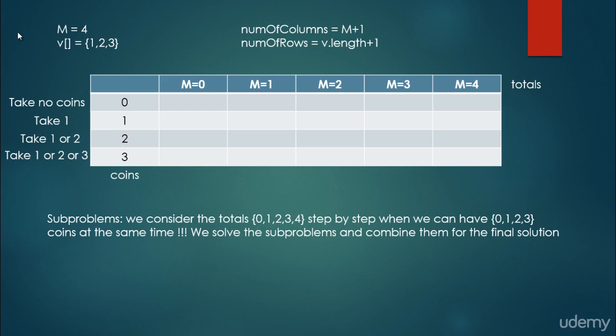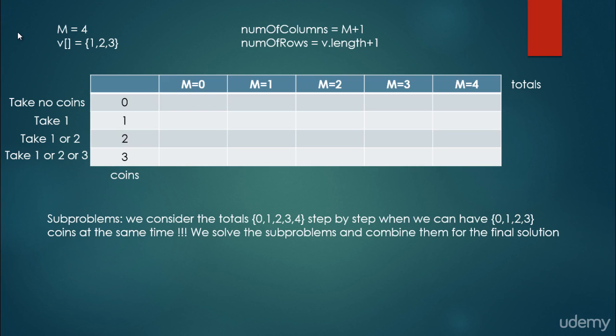And the same is true for the coins. First of all, we consider what would be the optimal solution if we take no coins at all. Okay, that's why the first row is equal to 0. It's kind of nonsense. Well, what would be then the second row?